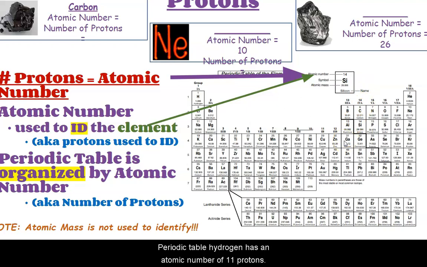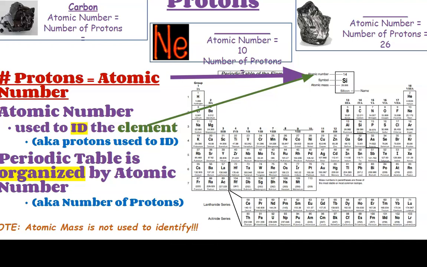So on the periodic table, hydrogen has an atomic number of 1 because it has 1 proton. So it's on the very top left-hand side. And then helium, which has an atomic number of 2, moves next. It's an increasing atomic number. Please note that we do not use atomic mass to identify elements, only the atomic number.